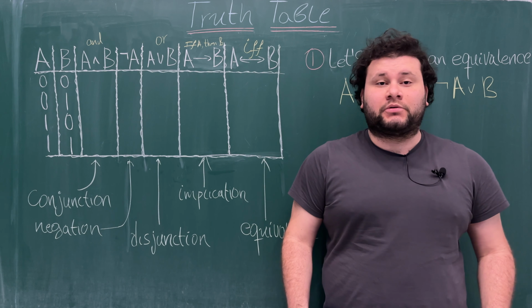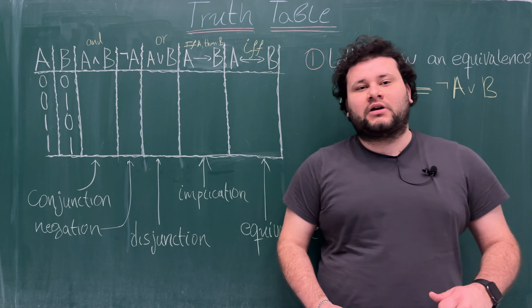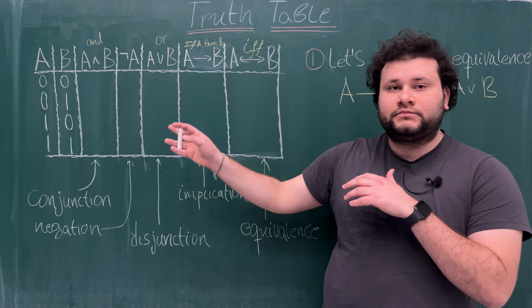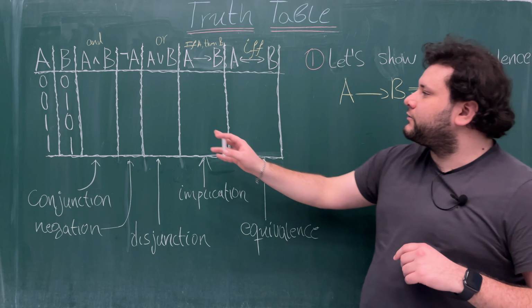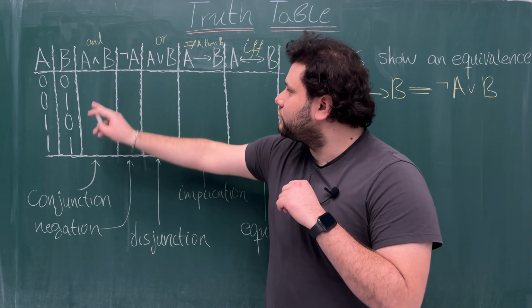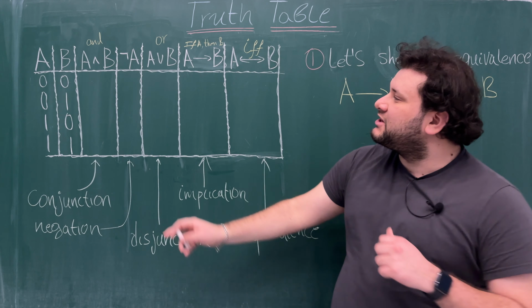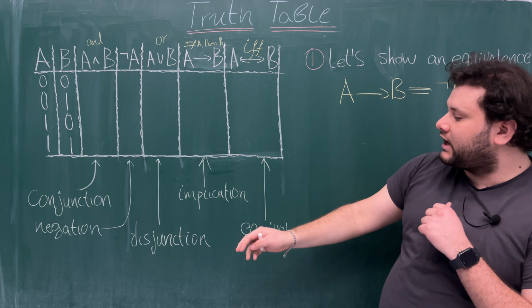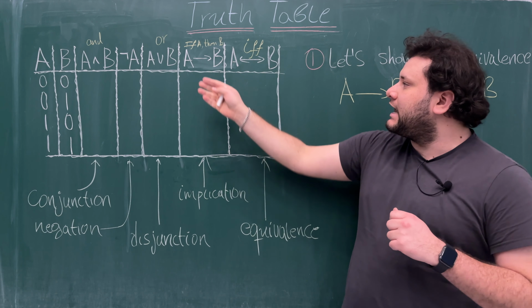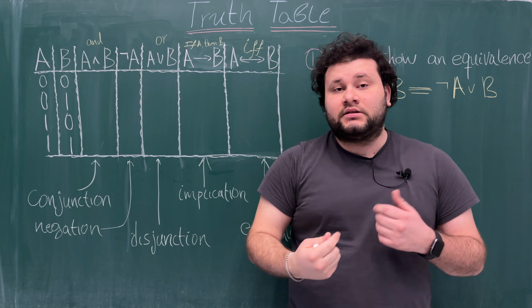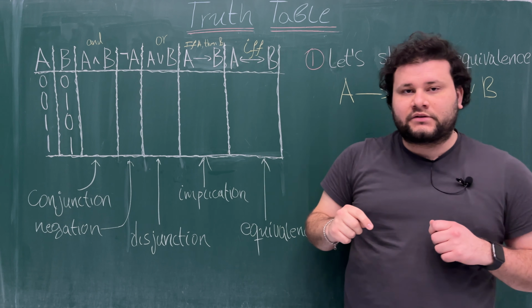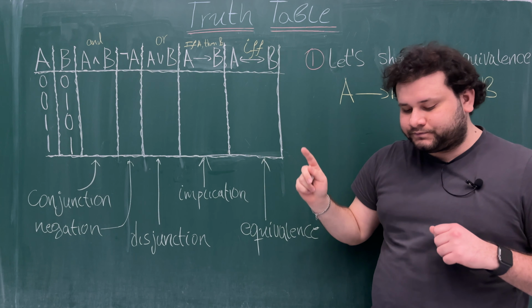Let's talk about the truth table. Today I would like to discuss with you this truth table and how we can construct it. We can see that we have different logical connectors in the table, such as the conjunction, so we have A and B. We have the negation of A, and the disjunction, that is A or B. Also we have the implication, if A then B, and we also have if and only if. So this is going to be the equivalence.